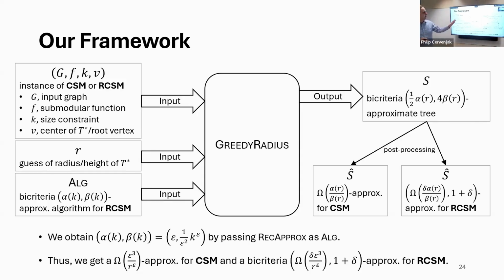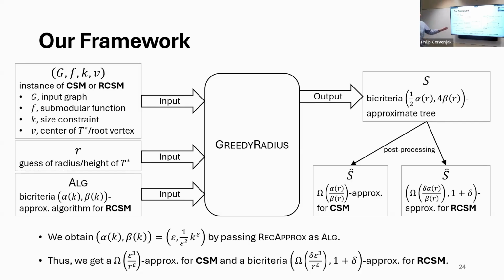And as I said in the theorem statement, it outputs this bi-criteria approximation depending on r. So it converts the bi-criteria approximation of alg into one in terms of r. And then finally, if you want to get a solution for the unrooted problem, or rather a feasible solution, we just do this post-processing procedure, which involves the tree partitioning lemma I mentioned earlier. And then you can also reduce the size violation to 1 plus delta, using a similar tree partitioning.